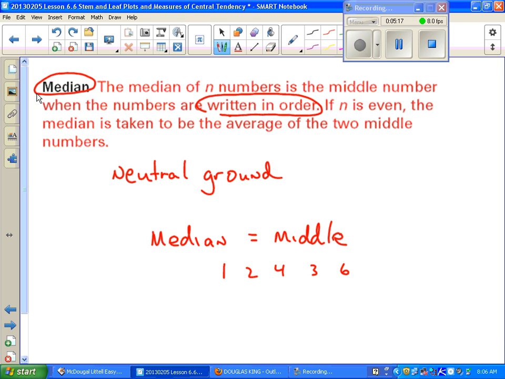If you pick the number in the middle the way they are right here, 4 would be the middle number. But that's not the median because the numbers are not in order. You'd have to reorder them as 1, 2, 3, 4, 6, and then pick the number in the middle, and that would be your median.